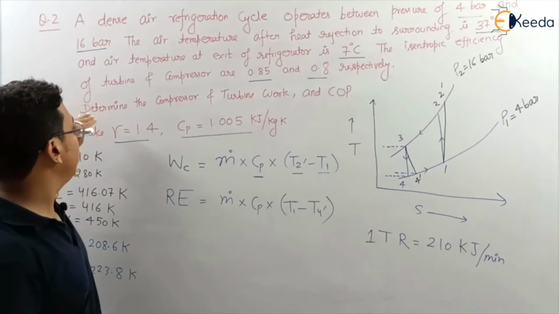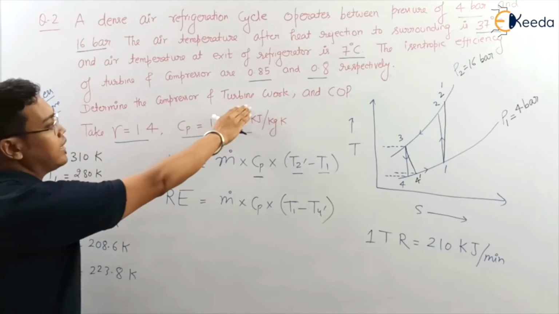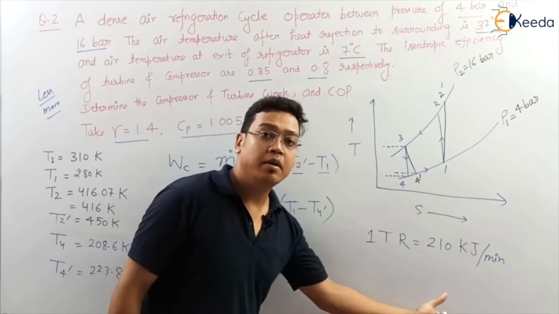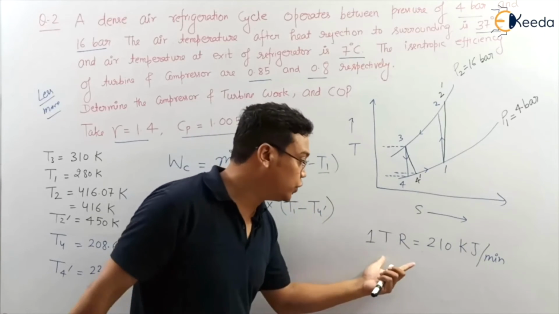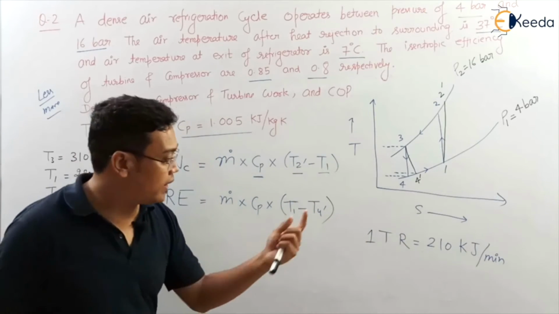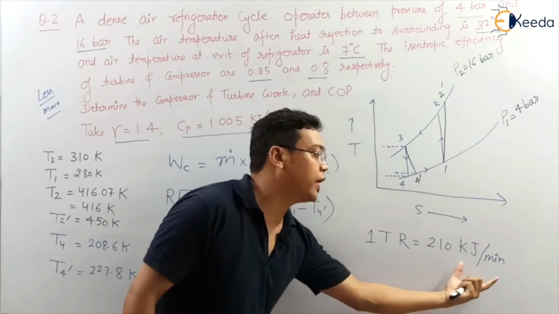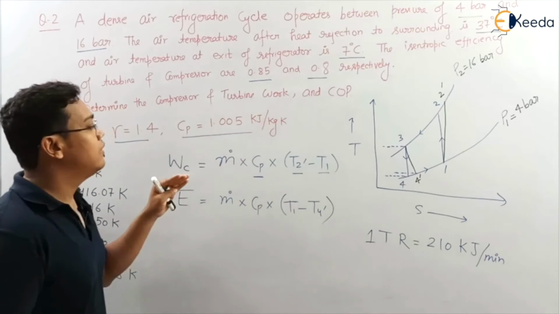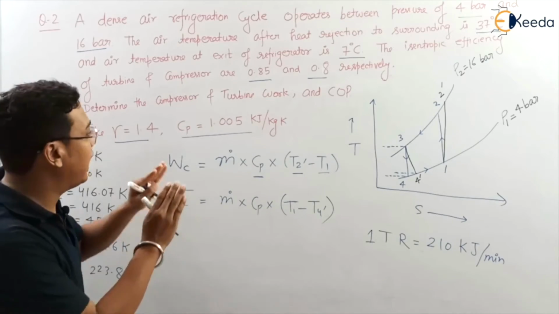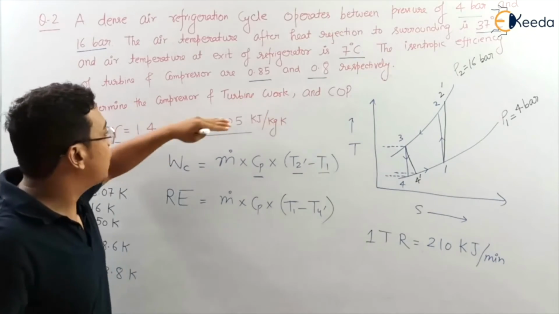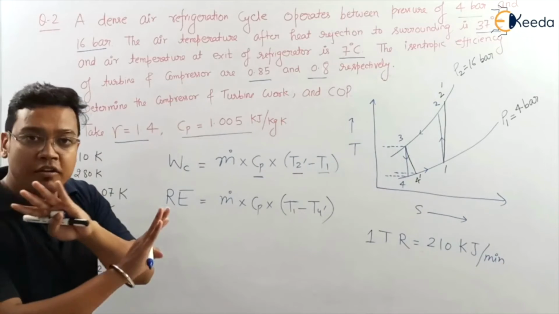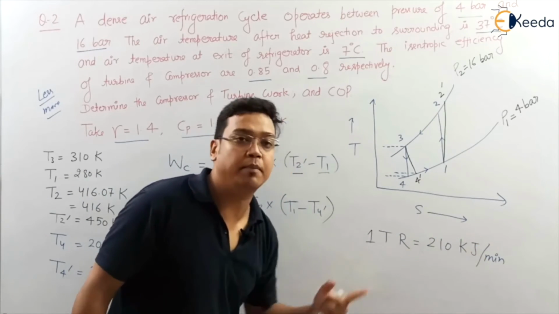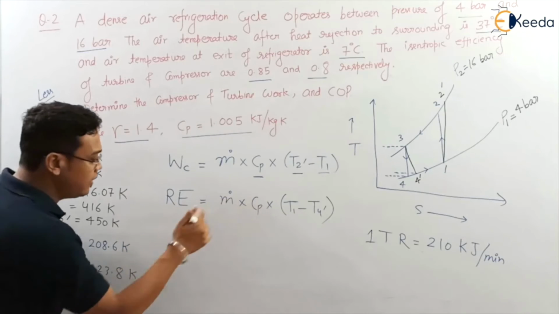Suppose it is given in question that determine the compressor and turbine work per TR, then you know very well it is 1 TR. But if it is not given in the question, then you have to remember that you have to take 1 TR is equal to 210 kilojoule per minute. In that case, sometimes examiner asks directly, sometimes examiner gives the value here. So in this case, I have not given the value. So you have to think that 1 TR is equal to 210 kilojoule per minute.